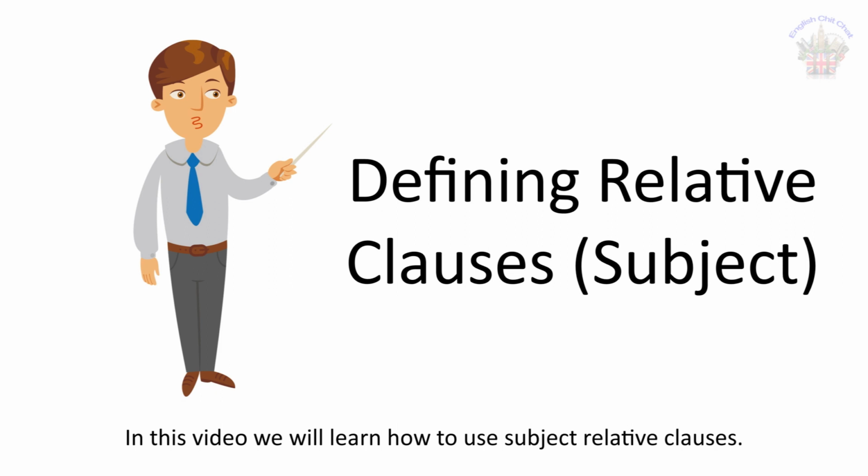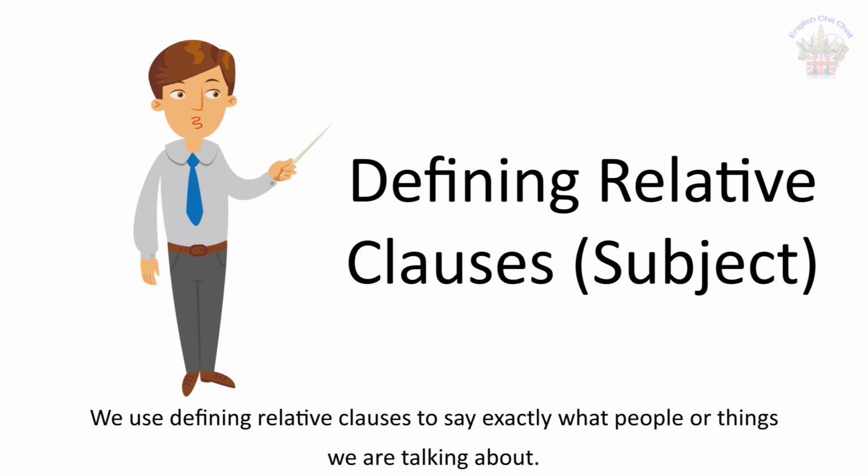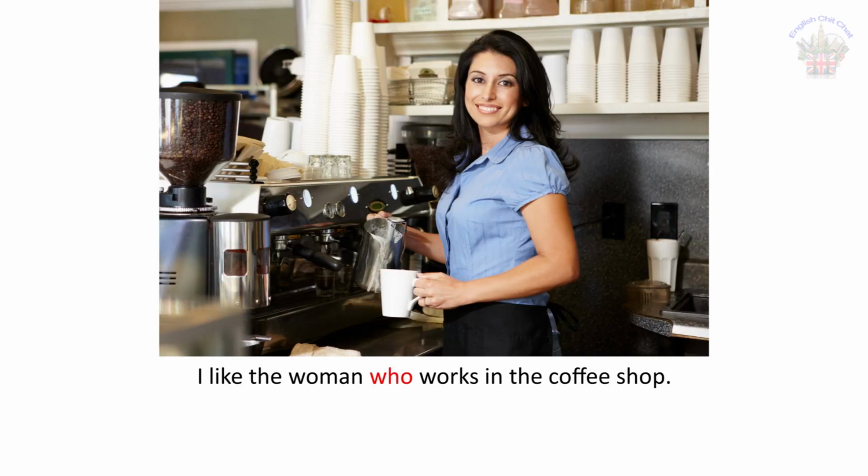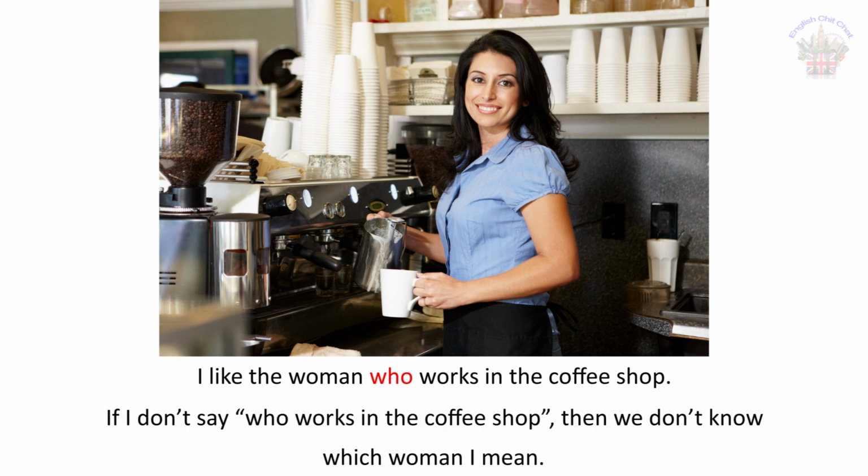In this video, we will learn how to use subject-relative clauses. We use defining relative clauses to say exactly what people or things we are talking about. I like the woman who works in the coffee shop. If I don't say who works in the coffee shop, then we don't know which woman I mean.